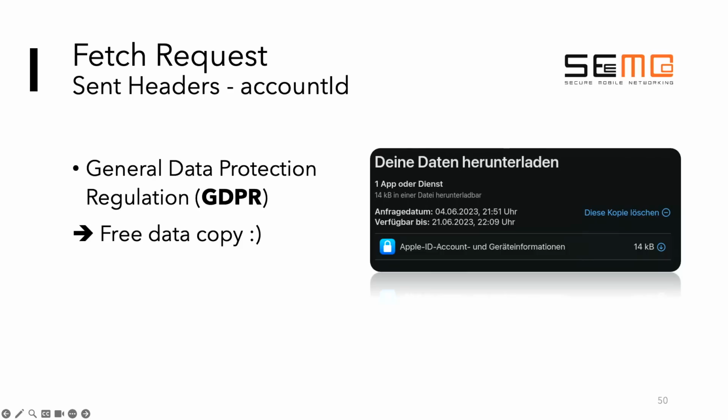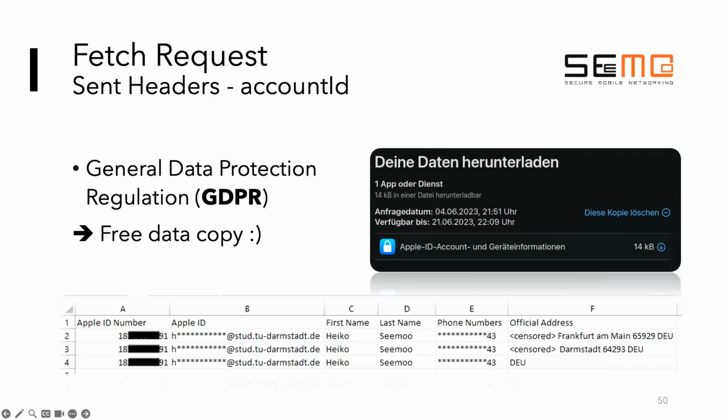So I did that, and especially the Apple account ID and device information stuff is interesting. And I got this table back, and here you see on the left, now it's called Apple ID number, which is the account ID, and directly linked to my Apple ID, my first name, my fake last name, my phone number, my address which I entered, and everything. So yeah, of course, the account ID is definitely a unique account identifier and linked with all of my data which Apple has about me.